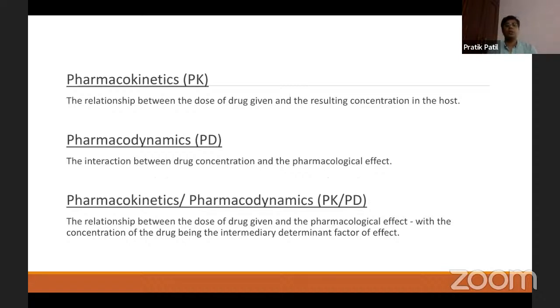Now, there are a few other parameters which determine the outcomes of treatment with a particular antibiotic, which are basically pharmacokinetics and pharmacodynamics, and the combination of both, which is the PK/PD principle, which gives the relationship between the dose of the drug given and the pharmacological effect, with the concentration of the drug being an important determinant.